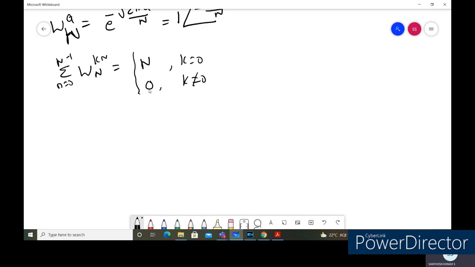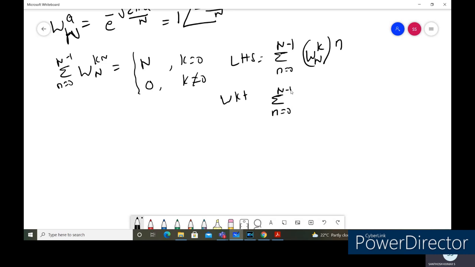This is one of the important properties that is applicable in many problems. In order to prove this, I'll consider the LHS part: summation n equal to 0 to N minus 1 of omega N to the power of k to the power of n. To evaluate this, I'm going to consider the sum of finite terms formula. We know that summation n equal to 0 to N minus 1 of a to the power of n is equal to 1 minus a to the power of N divided by 1 minus a, provided a is not equal to 1.